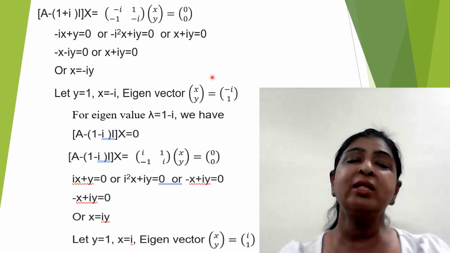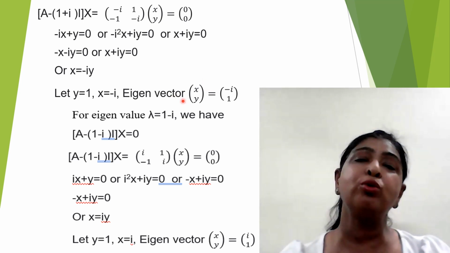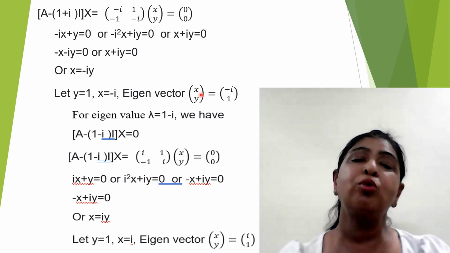Now this is one equation in two unknowns x and y. So let us suppose y is equal to 1. If I take y is equal to 1 over here, I will get x is equal to minus iota. So the eigenvector becomes (x, y), this is equal to (minus iota, 1).